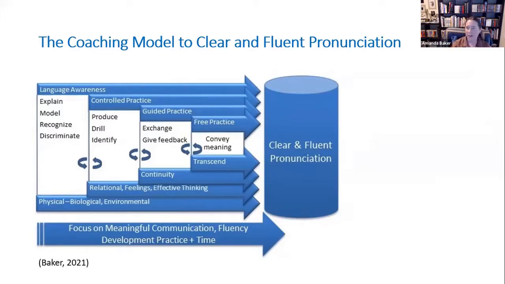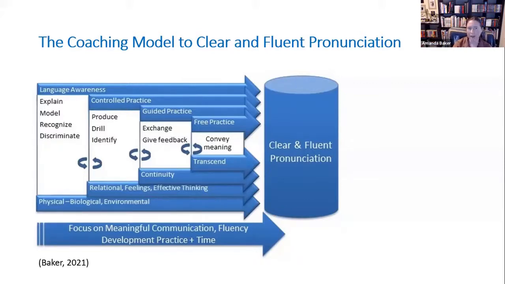Now, most of this will be something you've seen before in some form, but essentially what I want to draw your attention to is the toolkit part of this model, which is the pronunciation toolkit. And that's different techniques that take a learner from language awareness to controlled practice into guided practice and then free practice, with the ultimate aim of achieving clear and fluent pronunciation.